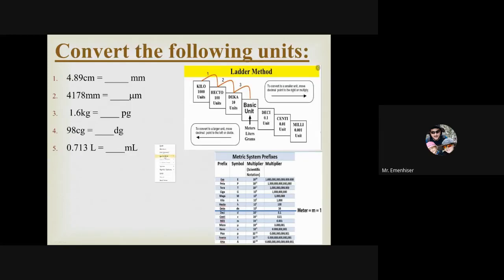All right, let's do these here. So 4.89 centimeters. Let's circle the unit we're starting with. We're here, and we need to go to millimeters. So we're doing the opposite of the one we just did. Starting here, we need to go here. We're moving to the right. So let's take our decimal and move it to the right one time.